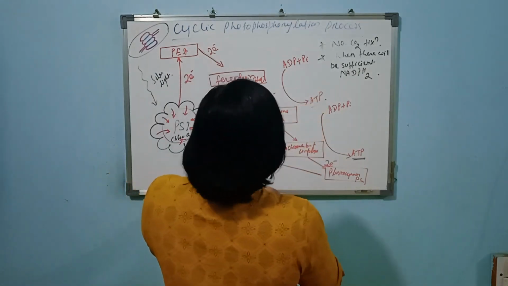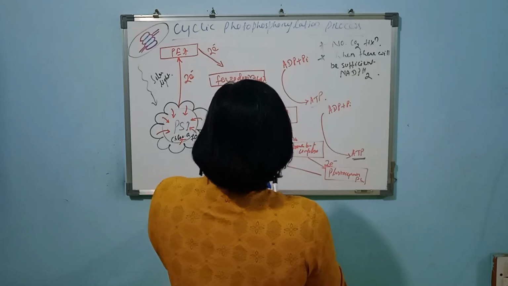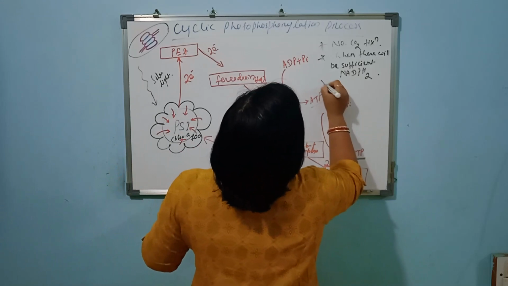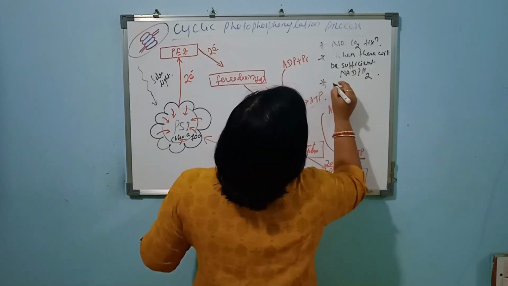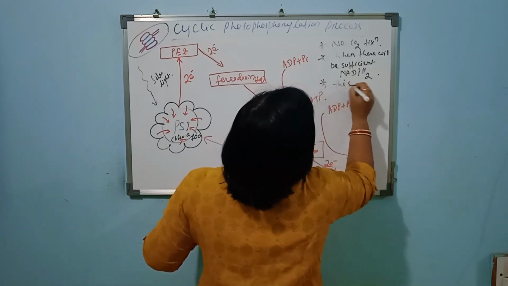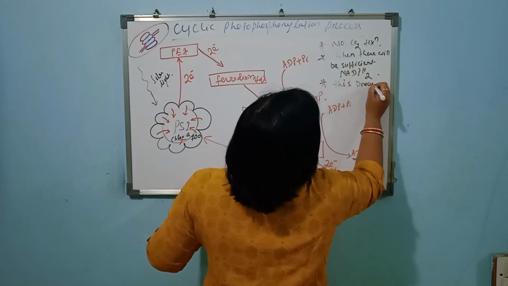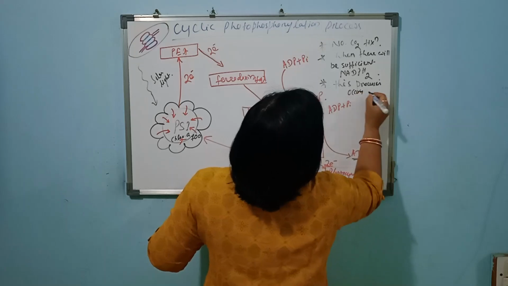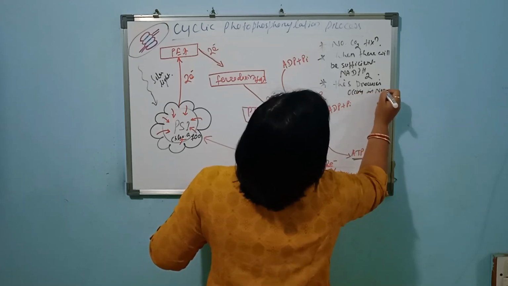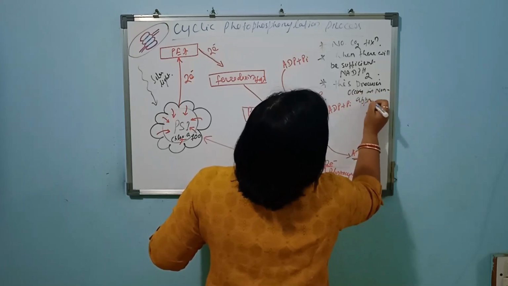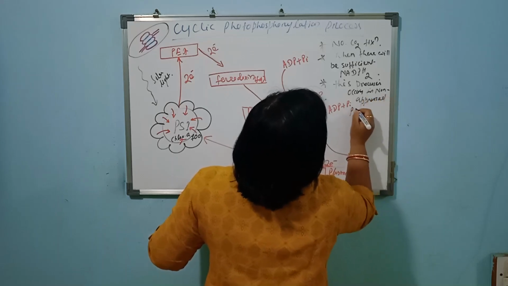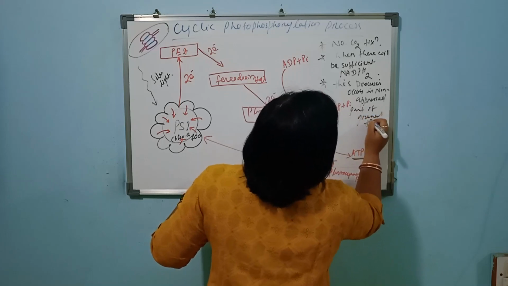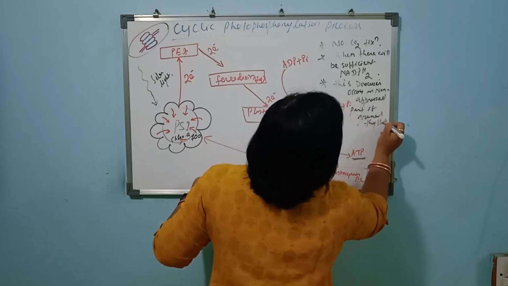So you can write here: this process is occurring in the non-appressed part of granal thylakoid.